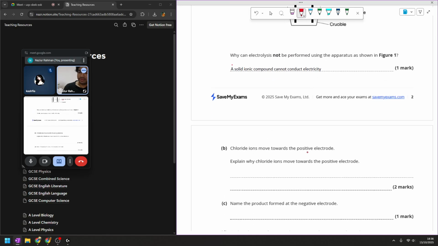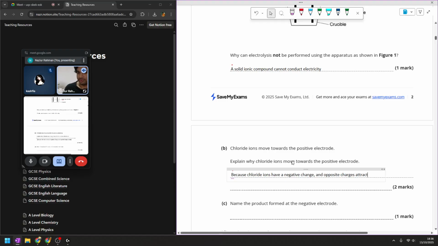Chloride ions move towards a positive electrode. Explain why chloride ions move towards a positive electrode. You can say because they have opposite charges, with chloride ions have a negative charge. They don't say that in the question, so I'm trying to point that out, because then it's 2 marks. You can't just say because they're attractive. You're going to explain why they're attractive. Because chloride ions have a negative charge, and opposite charges attract. Okay. So the chloride ion moves towards the positive electrode.